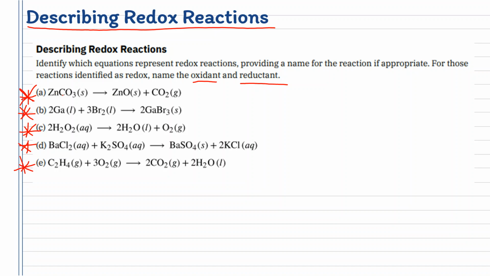Zn is zinc. CO3 is carbonate. This is zinc oxide. CO2 is just carbon dioxide. You already know that. Ga, what do you think Ga is? Take your periodic table right now. Which element is Ga? I'm not going to tell you. Br, which element is Br? Take your periodic table right now and look at it. They form something called GaBr. I'm not going to tell you. I want you to look at it yourself.